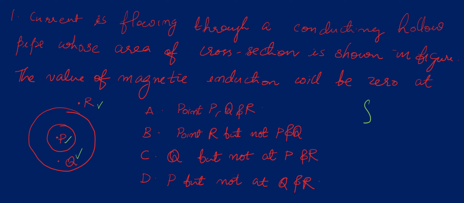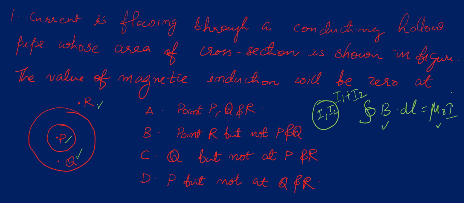By Ampere's circuital law, closed integral B dot dl is equal to mu 0 I. That is, the magnetic field integral over a closed path is equal to mu 0 times the current enclosed by the path. Suppose there are currents I1 and I2 inside the closed path, then the total current we can write as I1 plus I2. So the magnetic field will be according to this current.